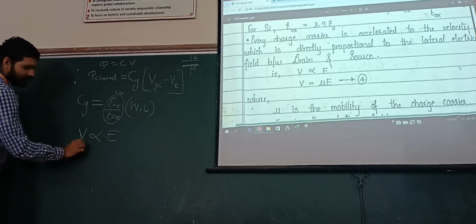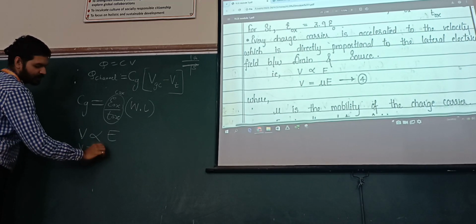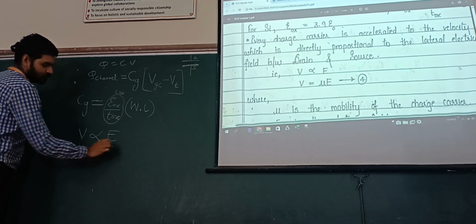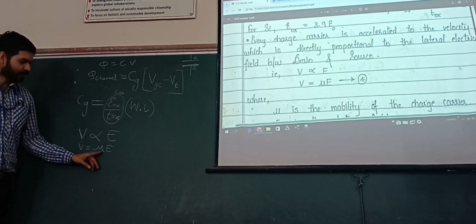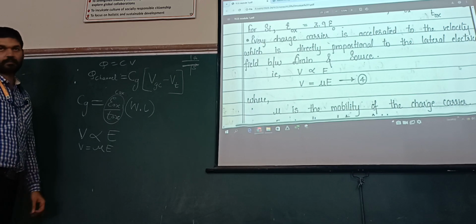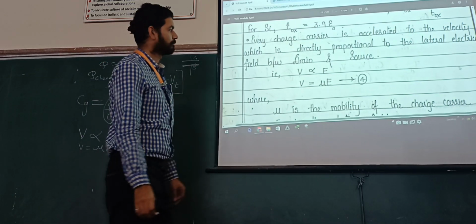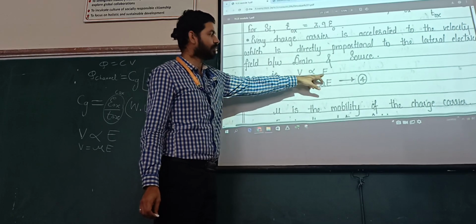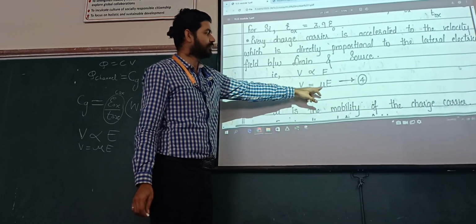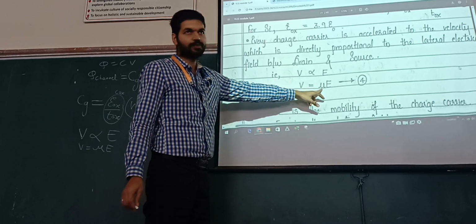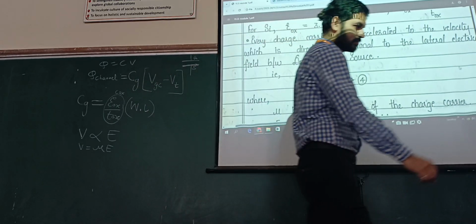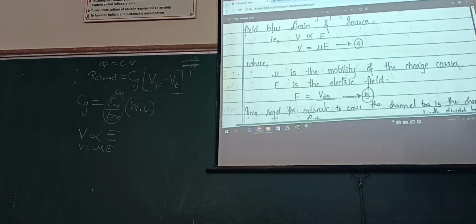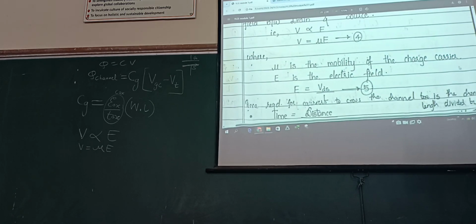Okay. If I equate that equation, a constant comes into the picture, that is called the mobility of the electron. So mu is equal to V by E. Velocity is directly proportional to electric field, but if I equate it, a constant comes into picture, called the mobility of the electron or mobility of the charge carrier in general. E is the electric field.